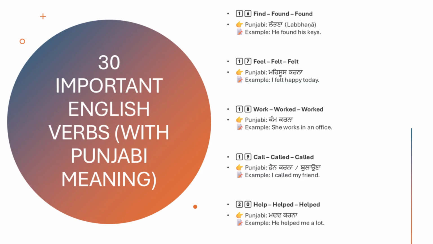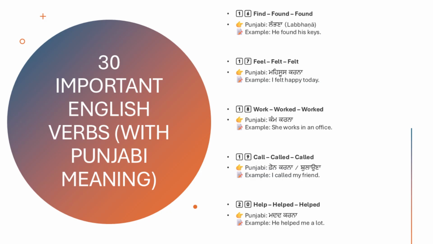And 17th verb is feel, which means महसूस करना. Feel, felt, felt. Feel is the base form. Felt we use for past participle as well as for the past form. For example, I felt happy today.